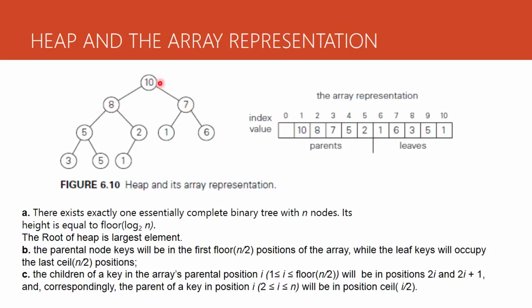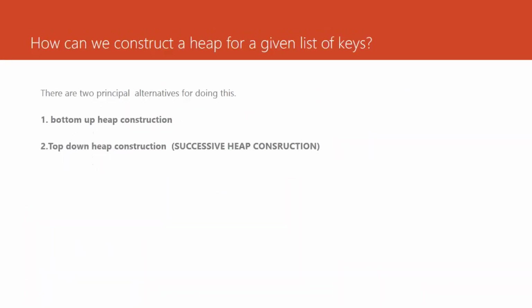Children in the array: suppose the root element 10's position is 1, its children are at positions 2 and 3. If the parent position is i, children are at 2 times i and 2 times i plus 1. There are two ways of constructing a heap for a given list: one is bottom up heap construction, another one is top down heap construction.